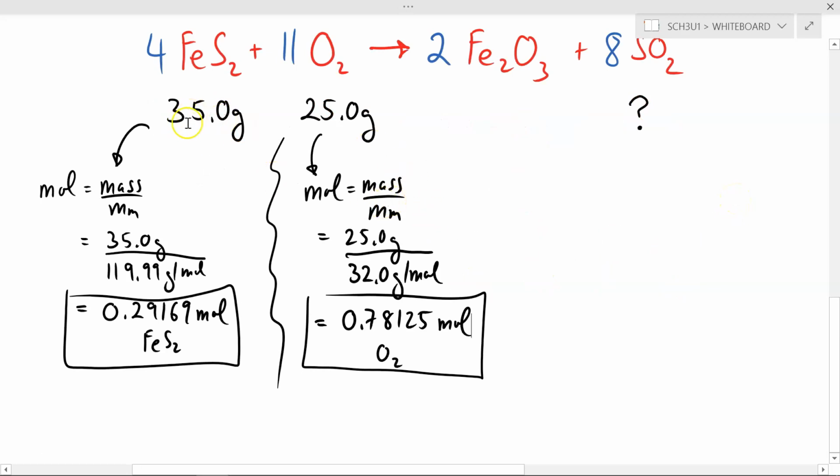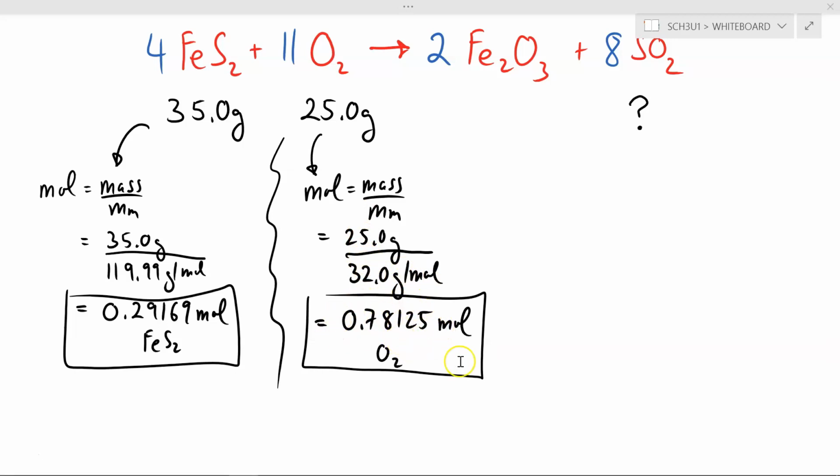Alright, so the first step: convert these masses into their mole values. Mole is equal to mass divided by the molar mass. 35 grams, molar mass of FeS2, 119.99 grams per mole. We can get this from the periodic table. Just remember, don't multiply by the 4. That's not necessary. This will be factored in once you do your ratios. Over here we have 25 grams. Molar mass of oxygen is 32 grams per mole. Divide those two numbers: 0.78125 moles of oxygen.